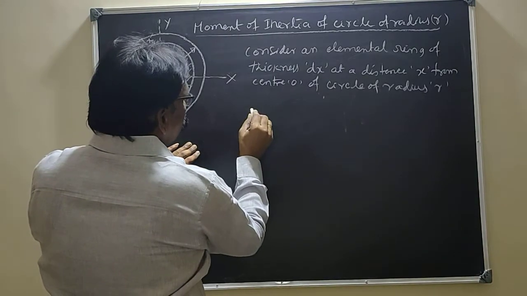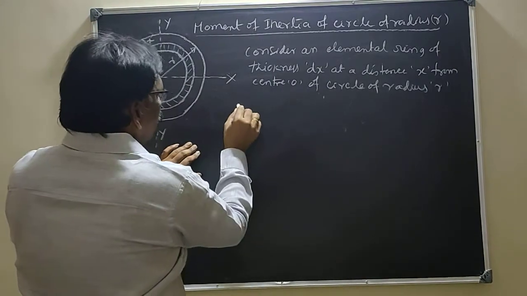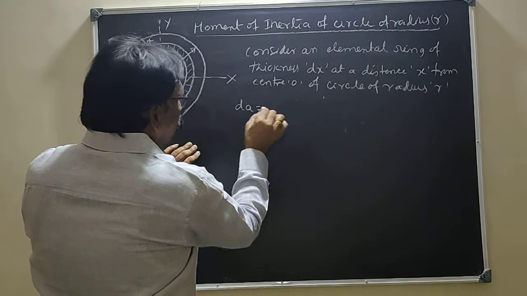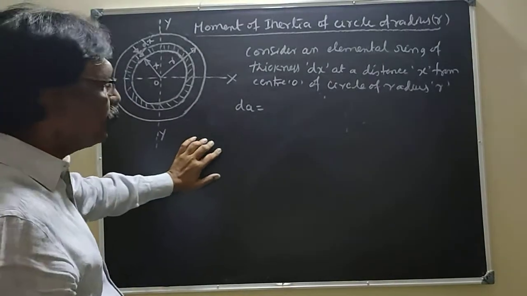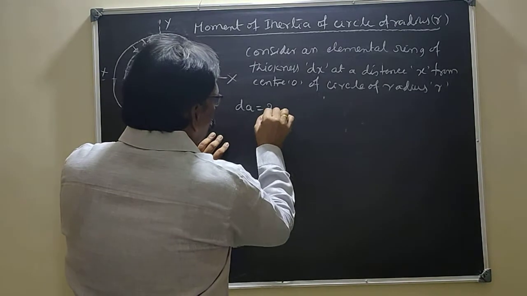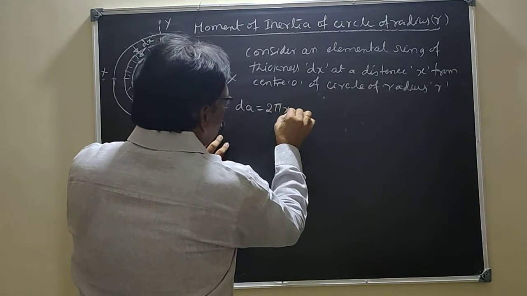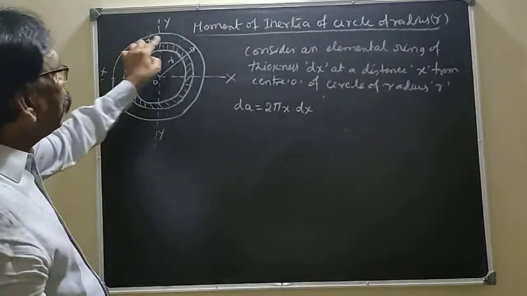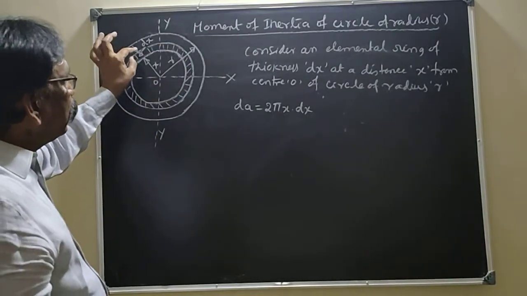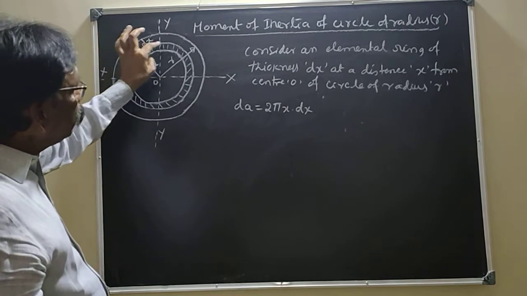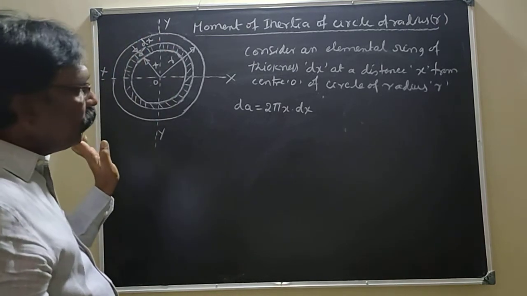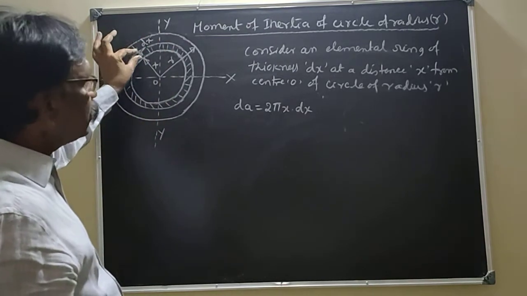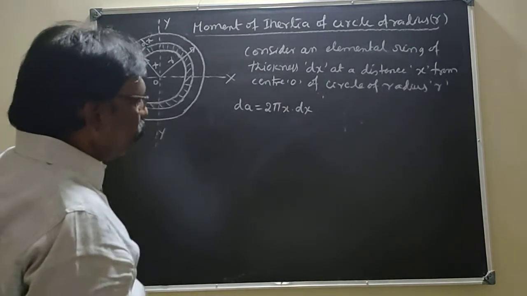So for this one, dA, the area of this elemental ring, is equal to 2 pi x into dx, where 2 pi x is the circumferential length, the developed length of this ring, and dx is the thickness. That will be the area.